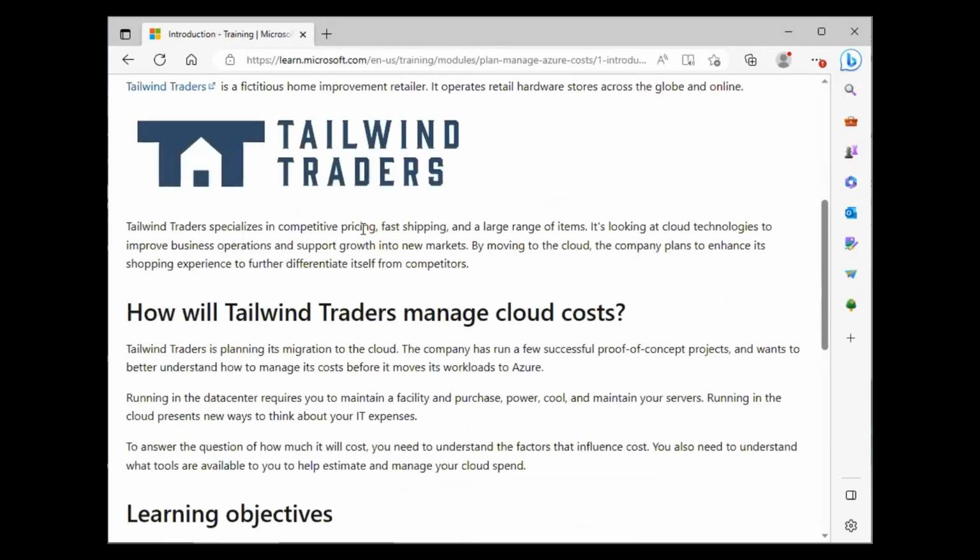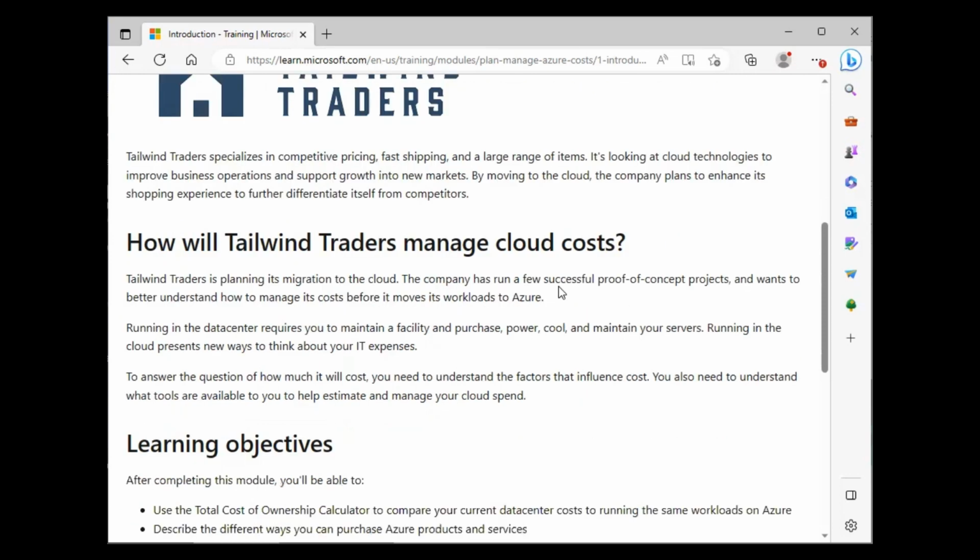Okay, Tailwind Traders specializes in competitive pricing, fast shipping, and a large range of items. It's looking at cloud technologies to improve business operations and support growth into new markets. By moving to the cloud, the company plans to enhance its shopping experience to further differentiate itself from competitors. How will Tailwind Traders manage cloud costs?